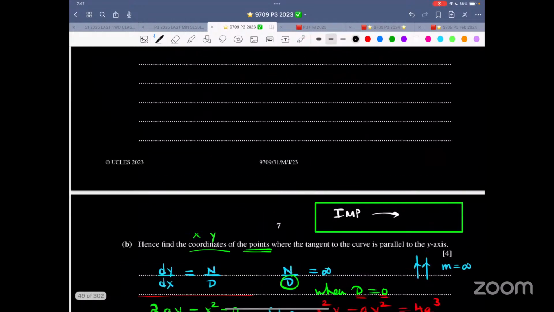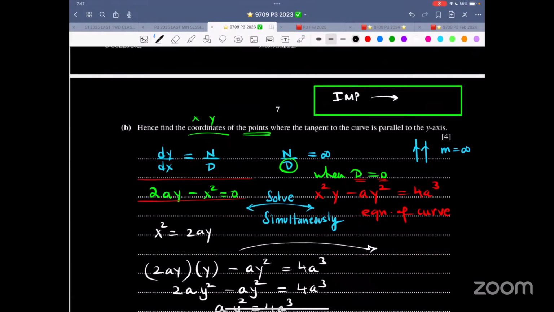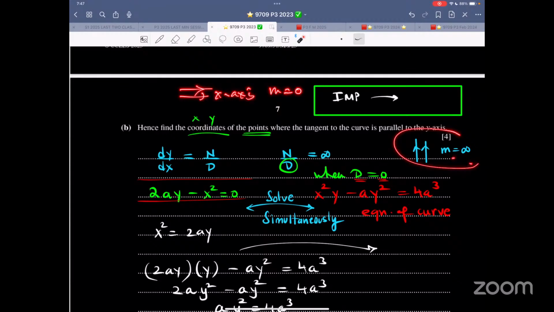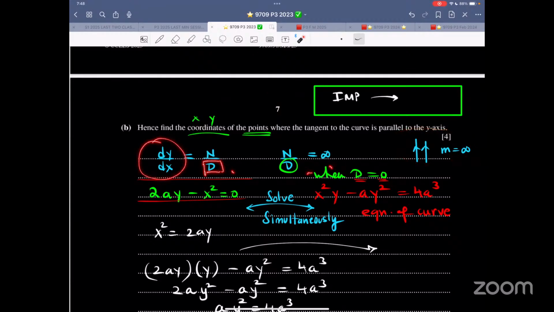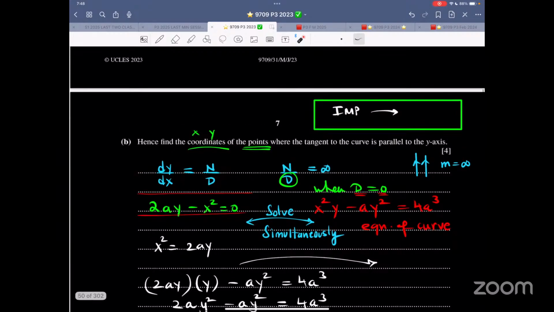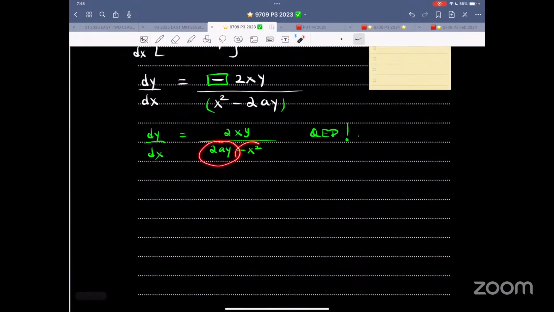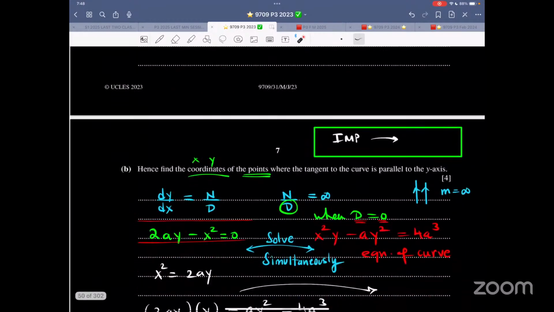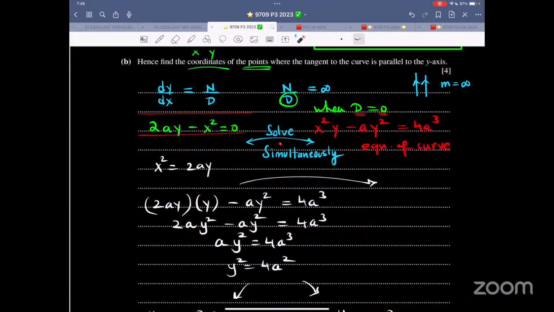So now this thing is done. Hence find the coordinates of the point where the tangent to the curve is parallel to the y-axis. So remember, if a line is parallel to the x-axis, gradient is 0. If a line is parallel to the y-axis, gradient is undefined. What makes a fraction undefined? When the denominator is 0. Keep that in mind. So now that is the denominator, 2ay minus x square is equal to 0. And solve it simultaneously with the equation of the curve, because one single equation cannot give you the answer.